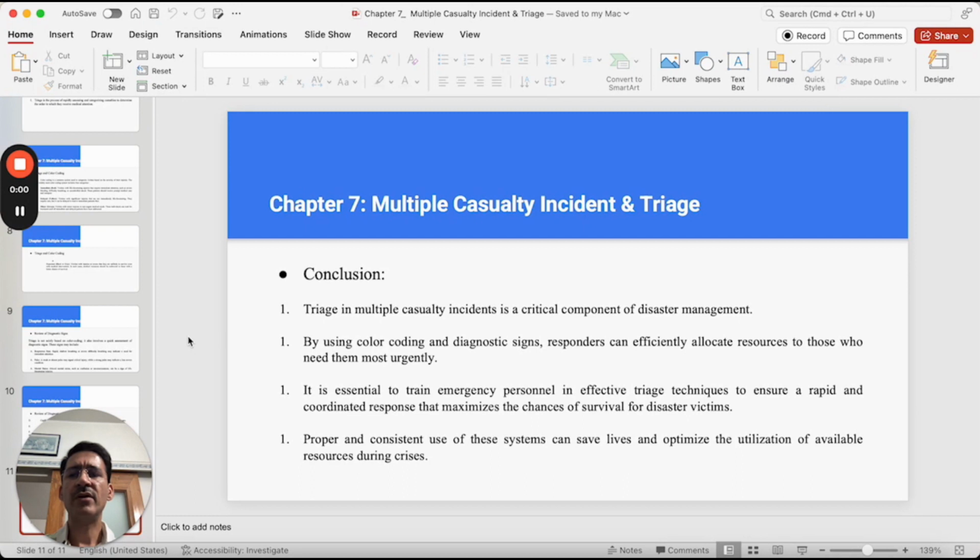Let's conclude. Triage in multiple casualty incidents is a critical component of disaster management. By using color coding and diagnostic signs, responders can efficiently allocate resources to those who need them most urgently. It is essential to train emergency personnel in effective triage techniques to ensure a rapid and coordinated response that maximizes the chances of survival for disaster victims. Proper and consistent use of these systems can save lives and optimize the utilization of available resources during crisis.